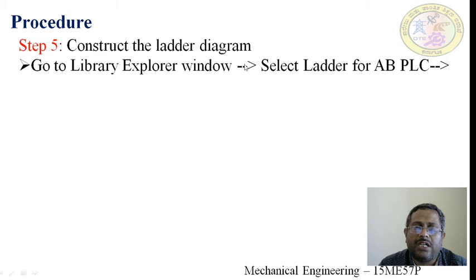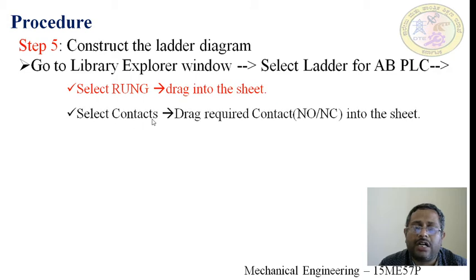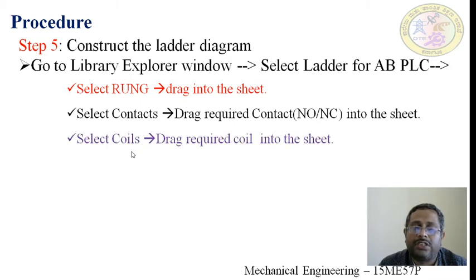Once after placing the PLC input and output card, in the next step, you have to construct the ladder diagram. To construct a ladder diagram, go to the Library Explorer window. In that, select the ladder for ABPLC. In that, first you have to select a rung and drag it into the sheet. And then after placing a rung, we have to select contacts and drag the required contact, that is NO or NC, into the sheet. And in the same way, you have to select the coils to represent the output and drag the required coil into the sheet.